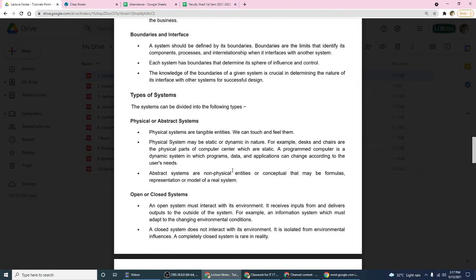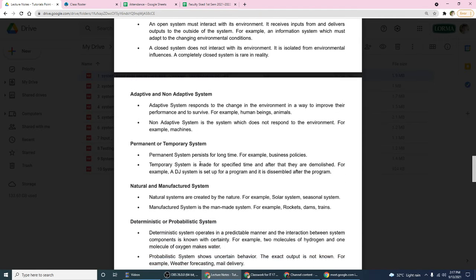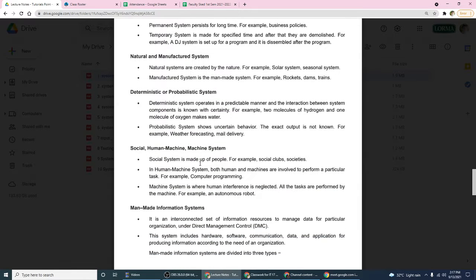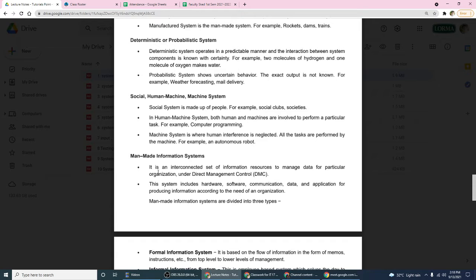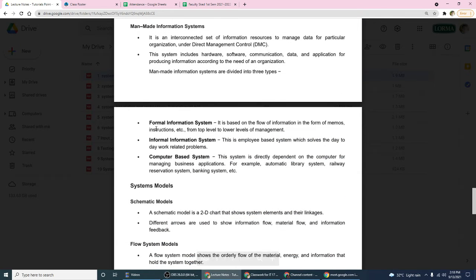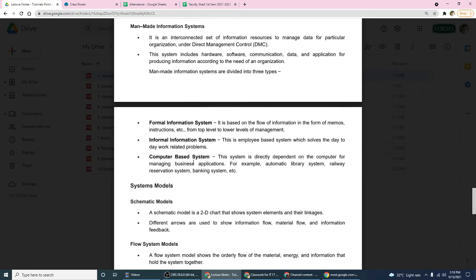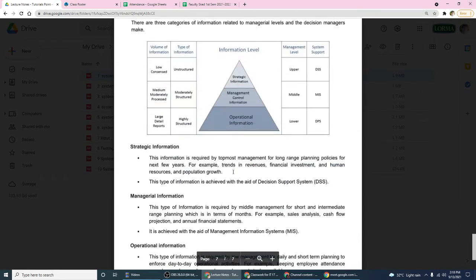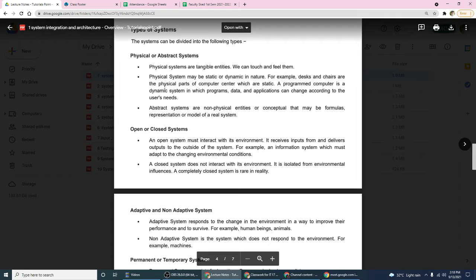Types of system. The system can be divided into the following types: physical or abstract system, open and closed system, adaptive and non-adaptive system, permanent and temporary system, natural and manufactured system, deterministic and probabilistic system, social, human, and machine system, man-made information system, formal information system, informal information system, and computer-based system.